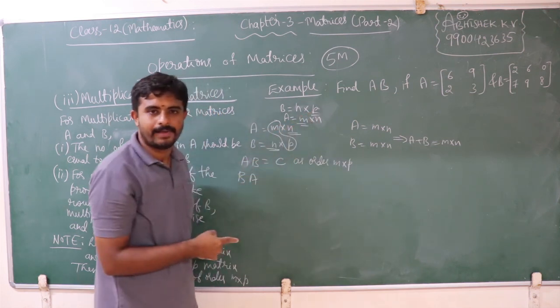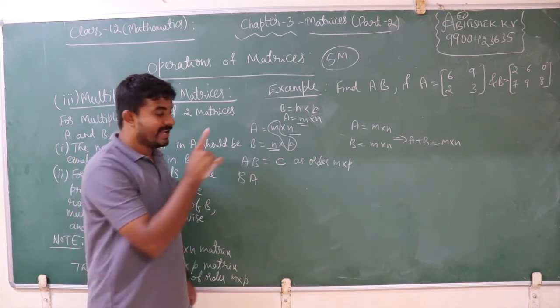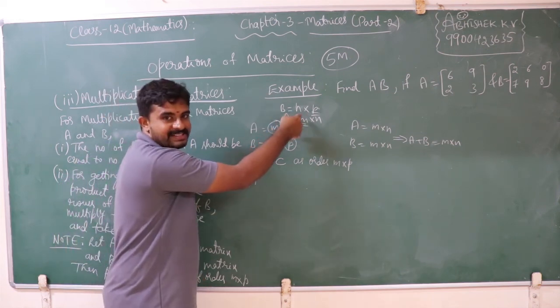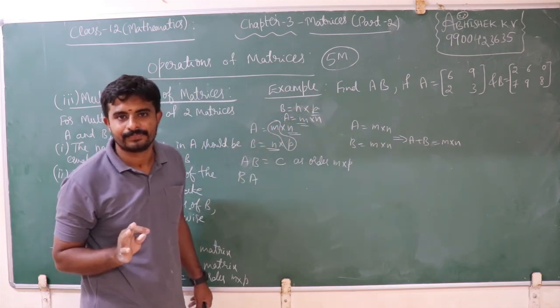Number of rows is M. Is M equal to P? Maybe or maybe not. Therefore, BA, from this case, if M is not equal to P, then BA does not exist.